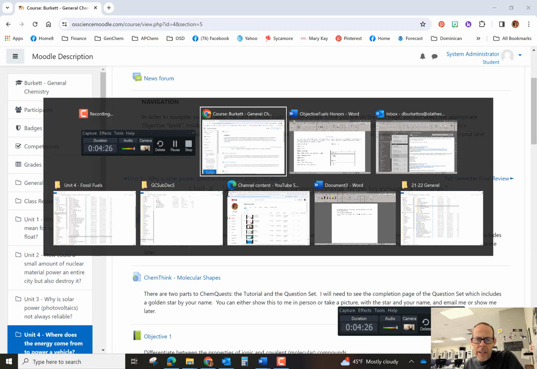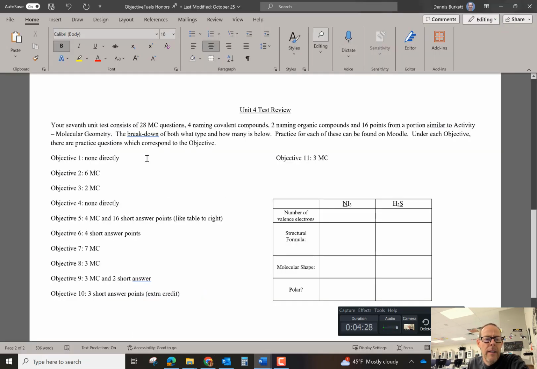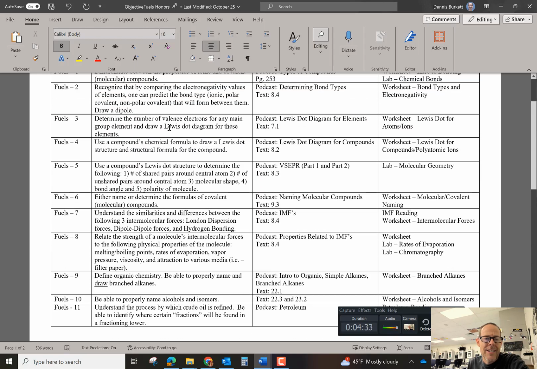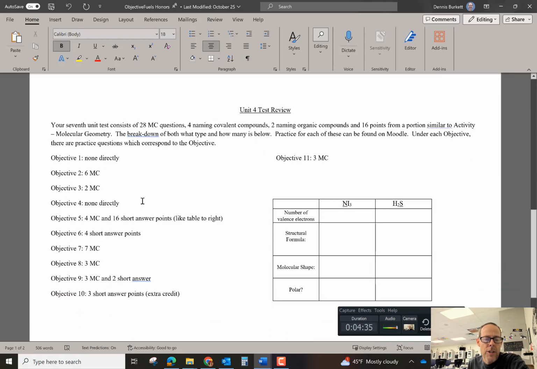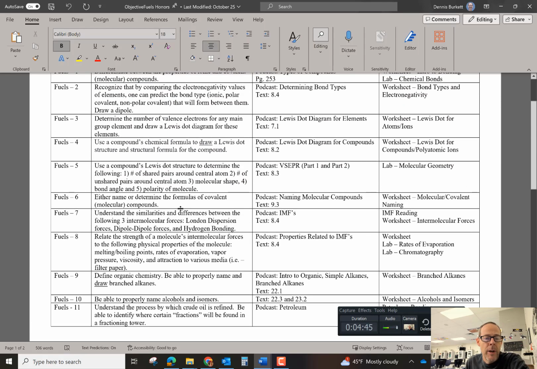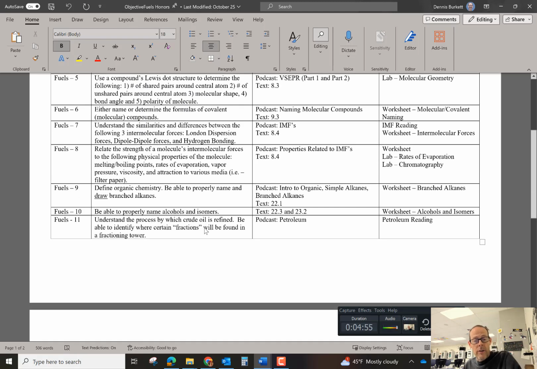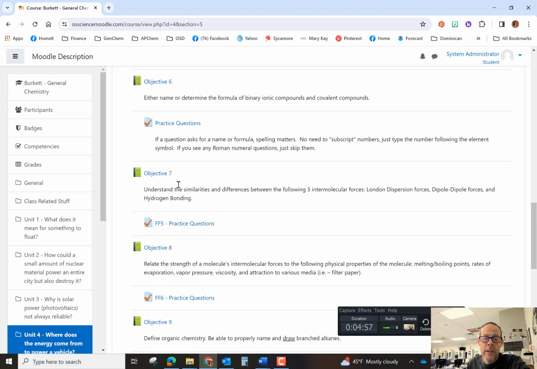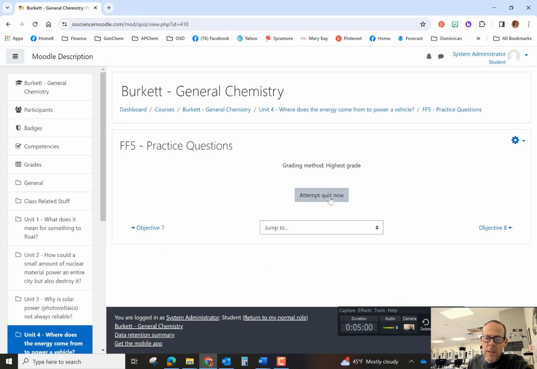So if we go back to this guy. So 6 on the first 2 objectives. Objective 3, which was just the Lewis dots around an atom. That's 2 questions. So as you look, objective 7 has 7 multiple choice questions. All right. 7, 1, and 2 is probably like half of the points come from those. So number 7, understand the similarities and differences between the 3 intermolecular forces, London dispersion, dipole-dipole, hydrogen bonding, all right? So if we go to 7 really quickly, let's just take a look at these. Attempt quiz now.